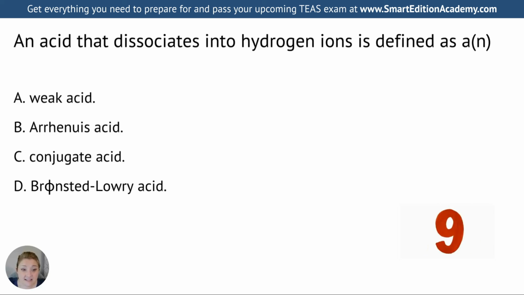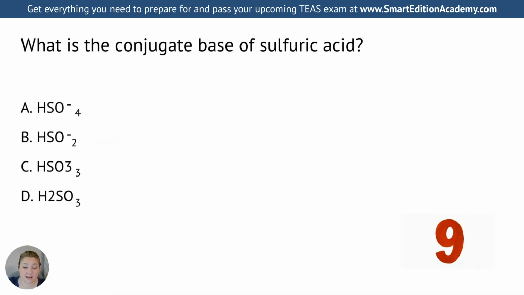An acid that dissociates into hydrogen ions is defined as a weak acid, Arrhenius acid, conjugate acid, or Bronsted-Lowry. Now remember, Bronsted-Lowry and conjugate are within the same realm. That's when an acid and a base react with each other. Arrhenius was the one who said that acids in water are going to dissociate or ionize and release hydrogen ions. So Arrhenius, B, is the correct answer.